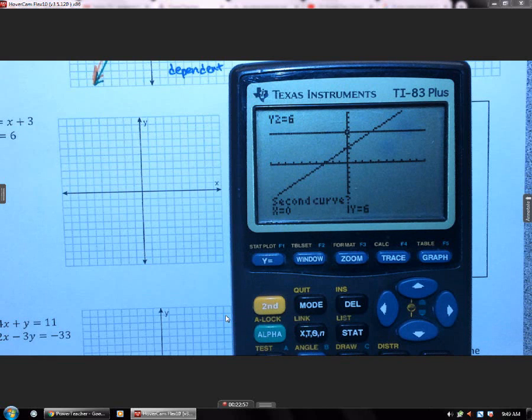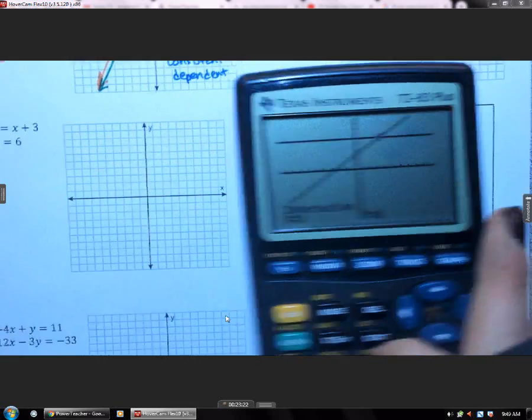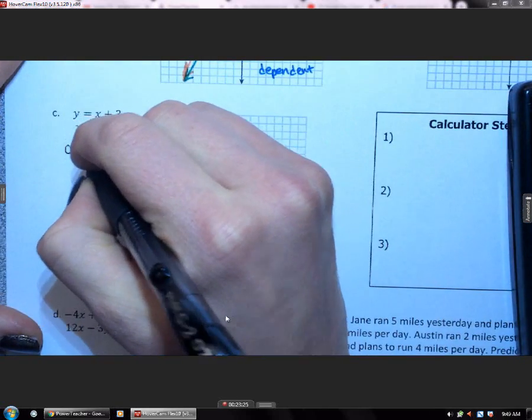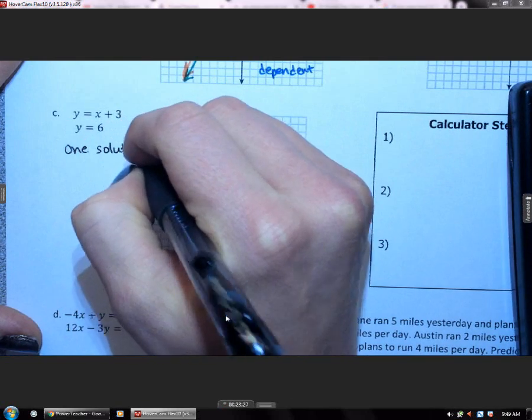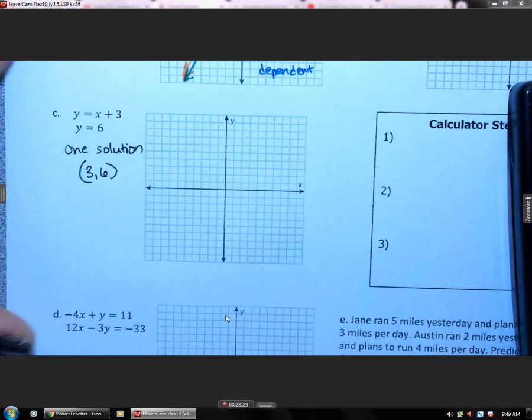And now it says second curve, question mark. So you push enter to say yeah, that's the second one. Now it says guess, question mark. You say yeah, okay, go ahead and guess. Bam! Now what does it say? X equals 3, Y equals. It says intersection. That's how you know you did it right. So cool. So the intersection point is the point 3, 6. So this has one solution, and it's the point 3, 6.